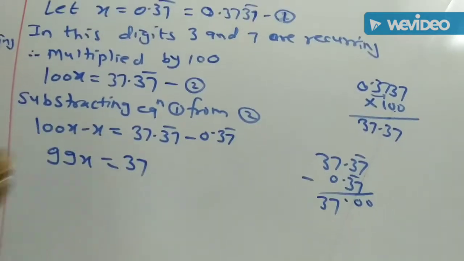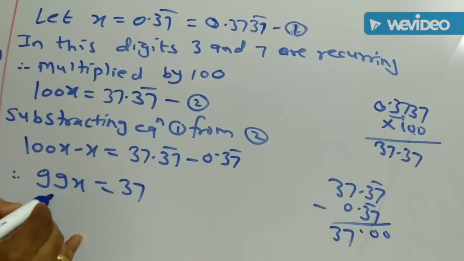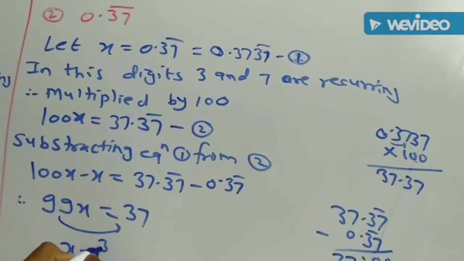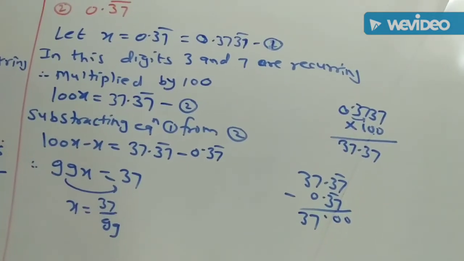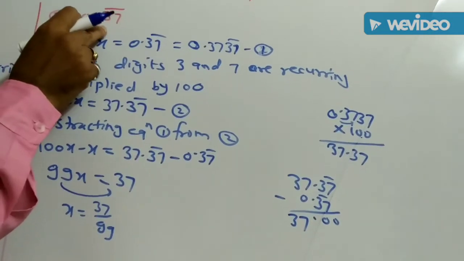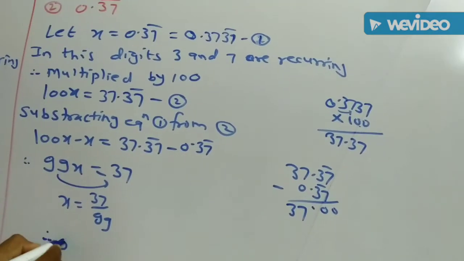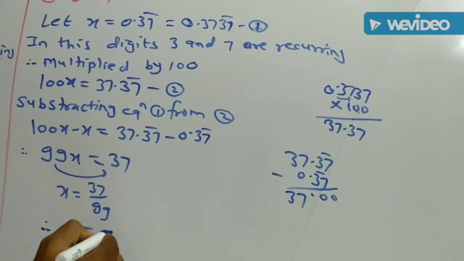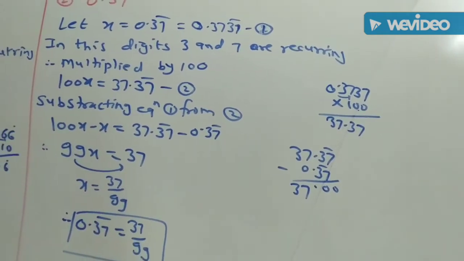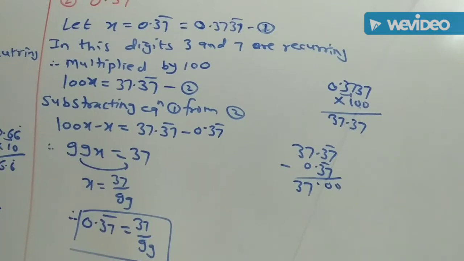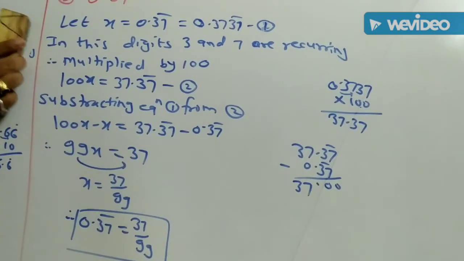To find the value of x, multiplied 99 gets converted to division. Therefore x is equal to 37 upon 99, and x means 0.37 bar. 0.37 bar is equal to 37 upon 99, which is the fraction form of 0.37 bar. Then next, the third example is given.